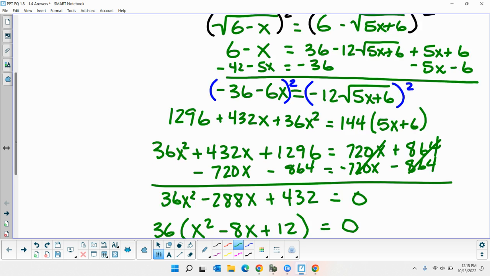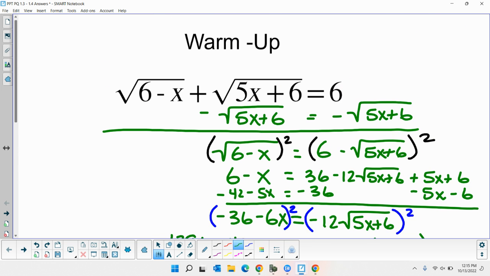So let's plug 6 in. What's 6 minus 6? 0. What's the square root of 0? 0. What's 5 times 6, plus 6? Square root? Is that true? Yeah, so that worked.